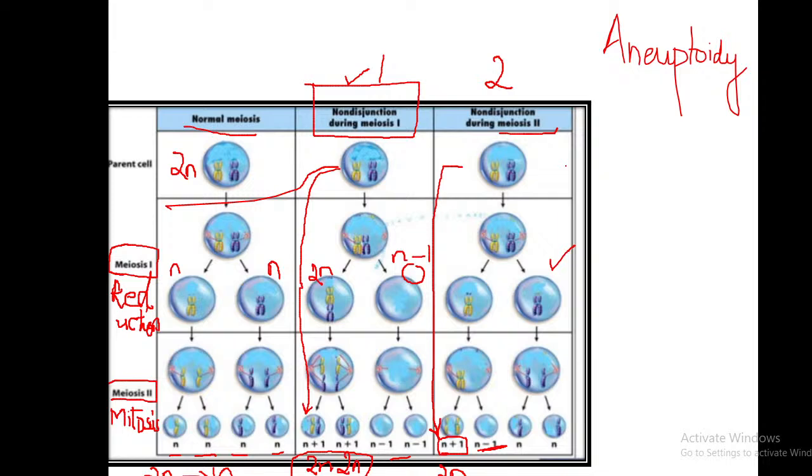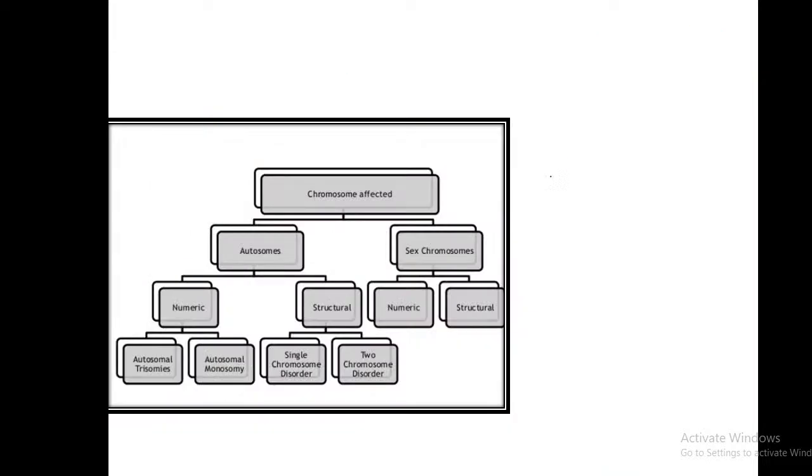That means the chromosome distribution to either pole of the cells will not be normal, and as a result the number of chromosomes in the gametes formed from the parent cell will not be reduced. They will not be haploid cells, they will be diploid cells. That is what is called non-disjunction.